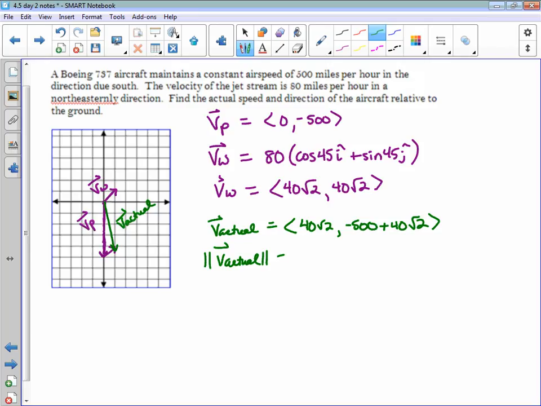You would absolutely have a calculator for this. So square root of 40 root 2 squared plus, and then this big quantity, negative 500 plus 40 root 2, all of that squared. Use your parentheses. And let's see what you get for the actual. I don't remember what it is, so you guys have to tell me. Do you think it should be more or less than 500? Less. Okay, good.